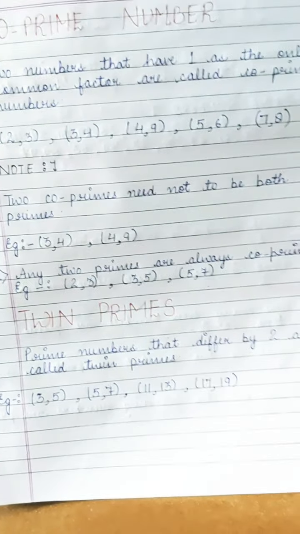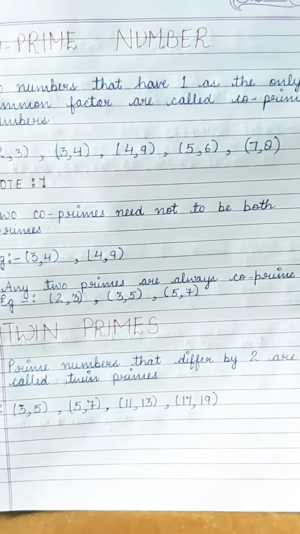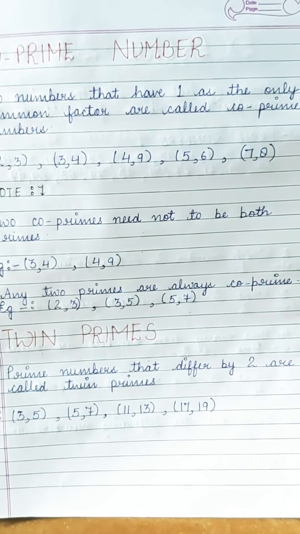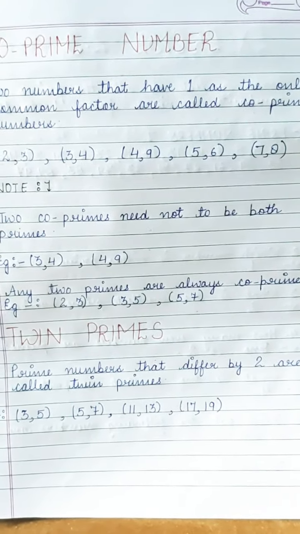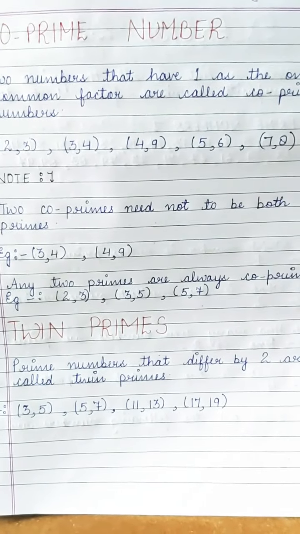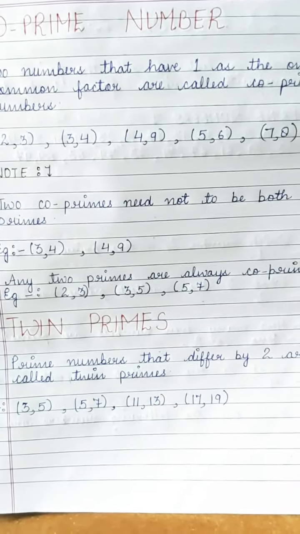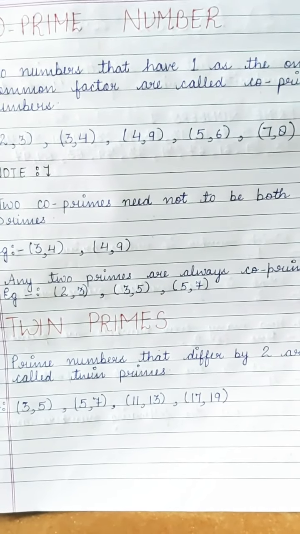Now twin primes: prime numbers that differ by 2. Two prime numbers whose difference is 2 are called twin primes. Let us see the example 3, 5. Now find out the difference. 5 minus 3 is 2. You can see what the difference is? 2. So they are twin primes.